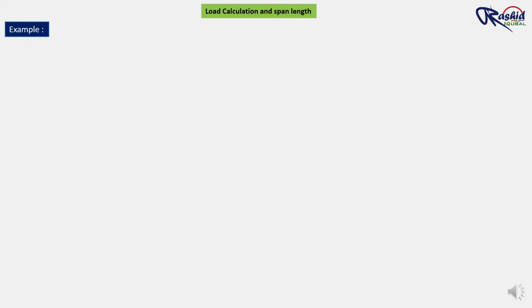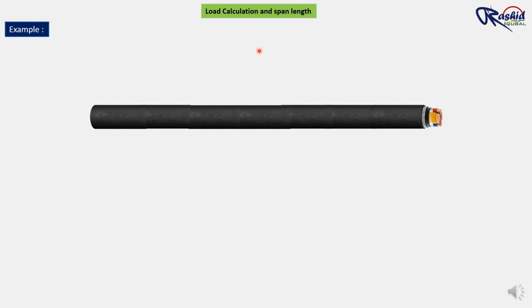Now comes the most important part of the calculation, that is load and span length calculation. So let's start. First we have to calculate the cable weight per meter. We will refer to the manufacturer datasheet to get the accurate cable weight. So I need to open the catalogue again.